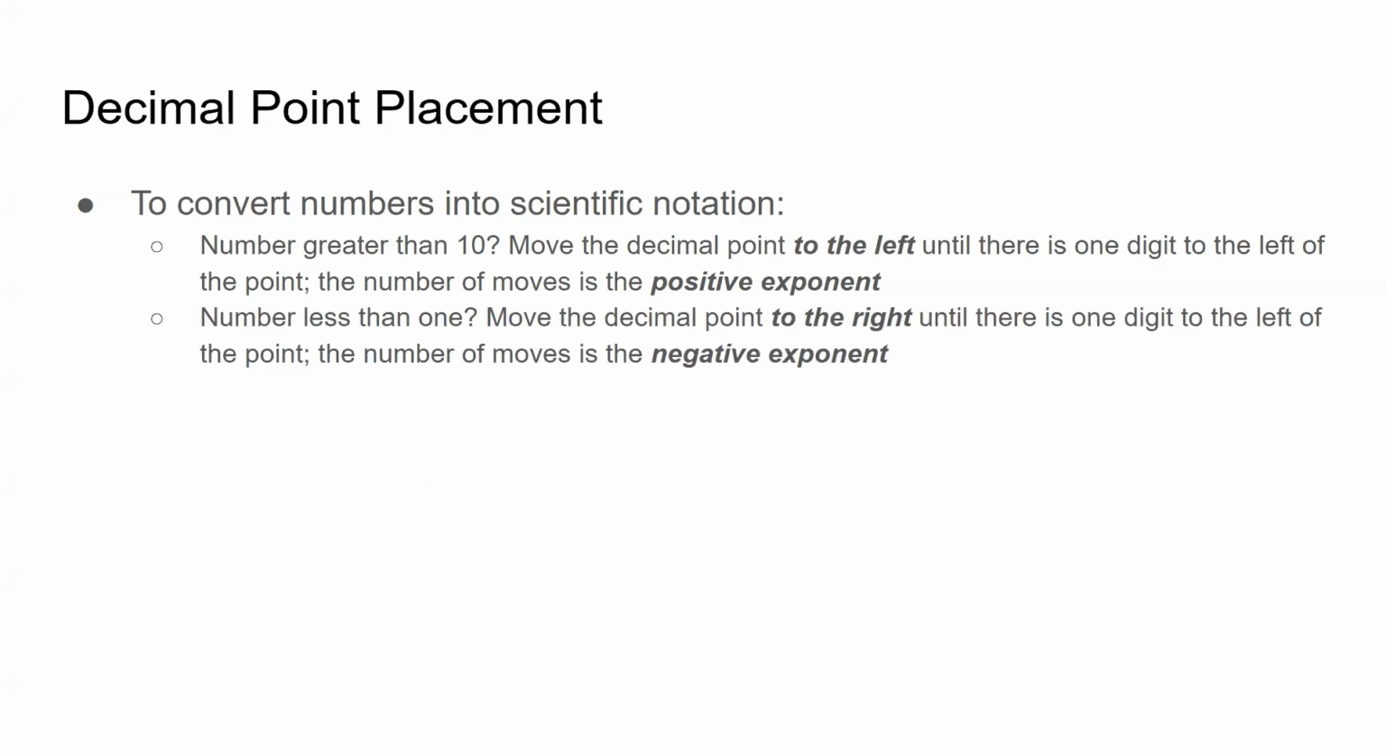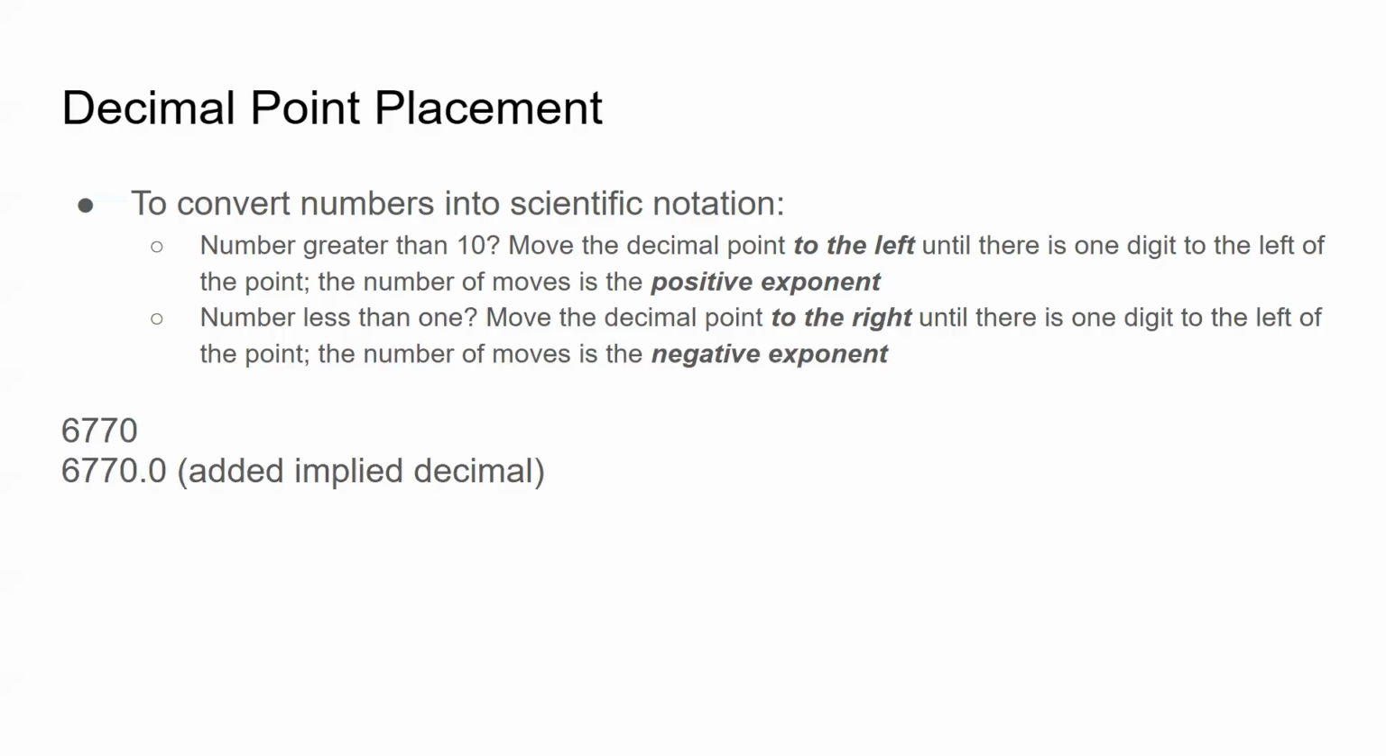If my number is less than 1, then I go the opposite direction. I move the decimal point to the right until there's one digit to the left of the decimal point. Counting the number of moves, that will be the negative exponent for the number in scientific notation. So let's look at two examples.